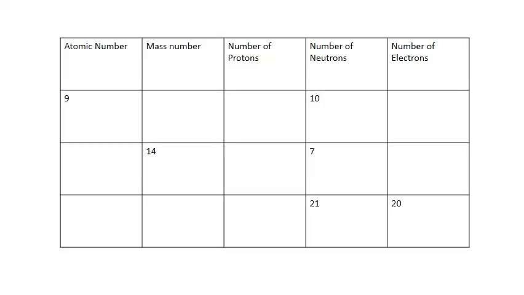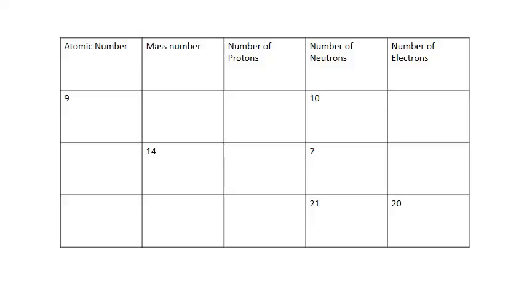One practice way of analyzing the different categories and characteristics of atoms is by looking at a chart like this and trying to fill in the blanks. So when you see an element whose atomic number is 9, what's the mass number? What's the number of protons? What's the number of neutrons? And what's the number of electrons in that element?